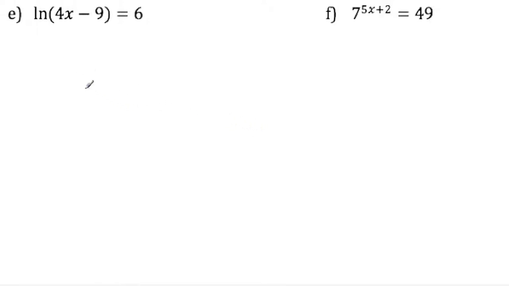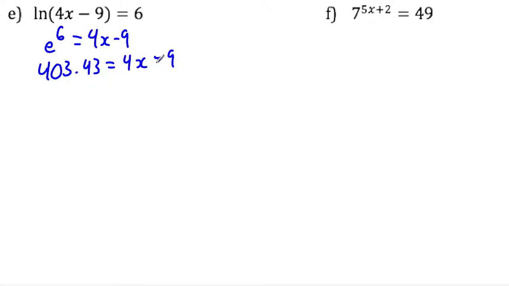E, all I have to do is rewrite this. There's nothing to divide. So here the base is e, and I get e to the 6th is equal to 4x minus 9. And so that's going to give me e to the 6th, which is 403.43, is equal to 4x minus 9. And then if I just add 9 and divide by 4, I get that x is about equal to 103.11.